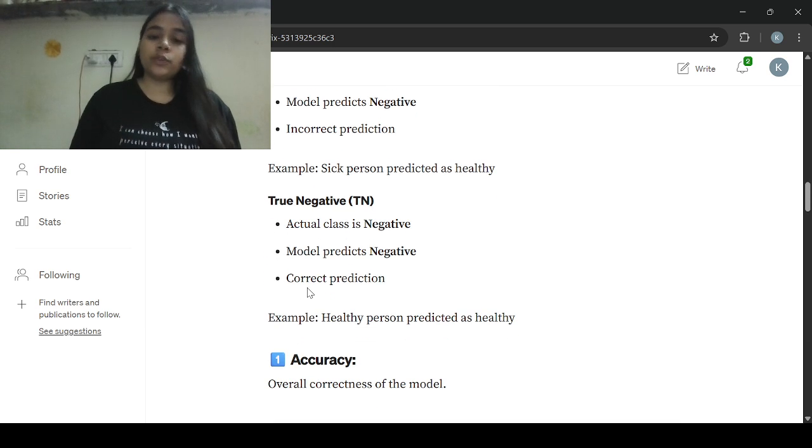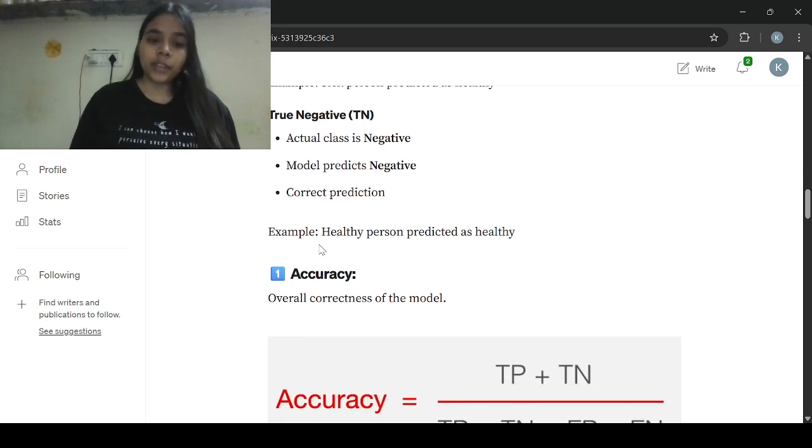The fourth one is true negative condition. In this, the data is negative and the model also predicts it as negative. Then this type of prediction is correct. Here we can take an example like, if a healthy person is predicted as healthy by our model, then it will fall under the condition of true negative.